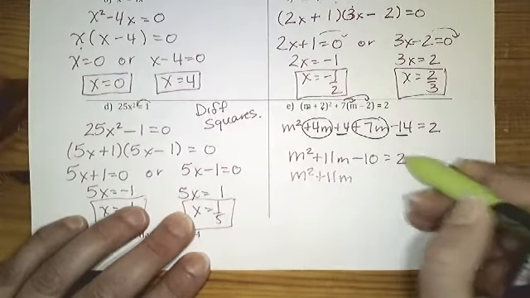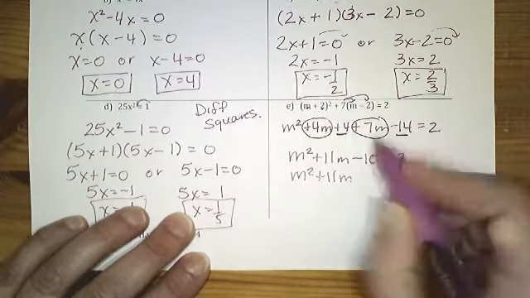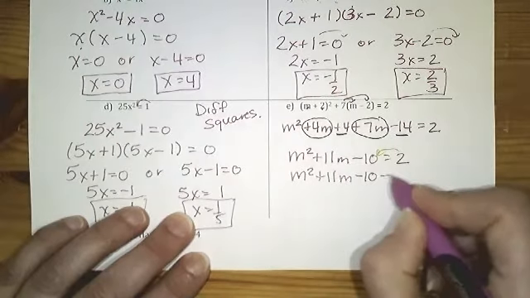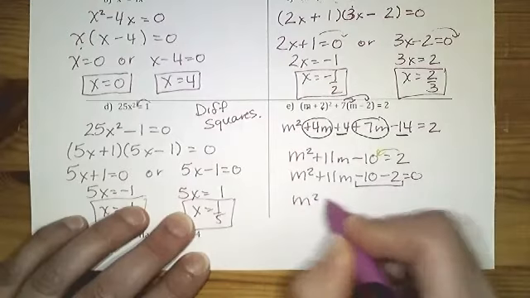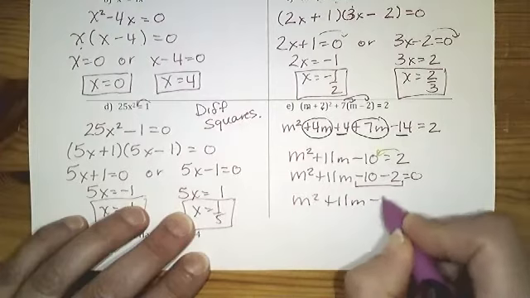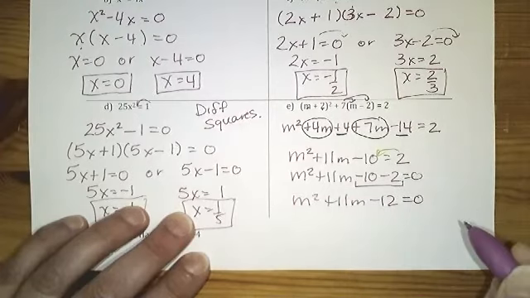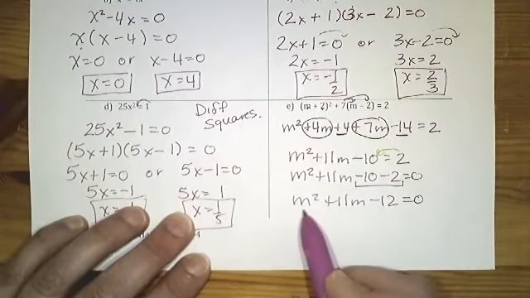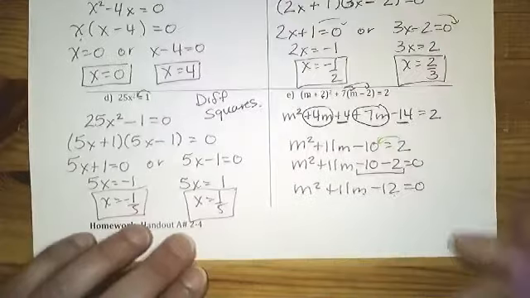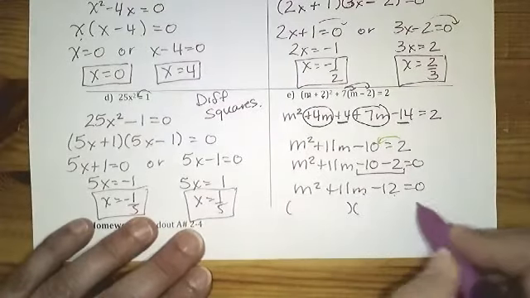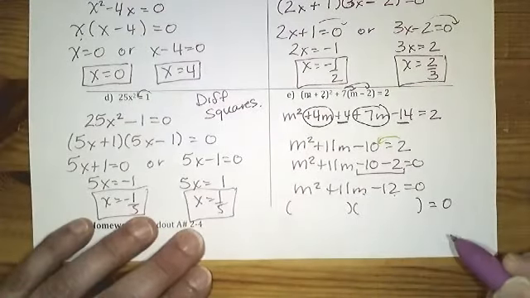So I'm going to bring this over to the other side. So I'll change the sign. And then I'm going to collect these like terms. Now that I have it in the standard form, the squared term, the m term, and then the constant, I know I can factor. This is a trinomial, so I'm going to set my brackets up for a trinomial.